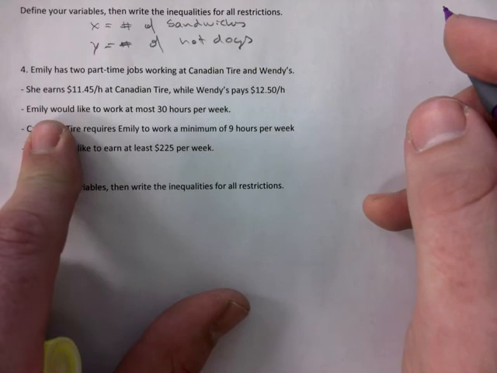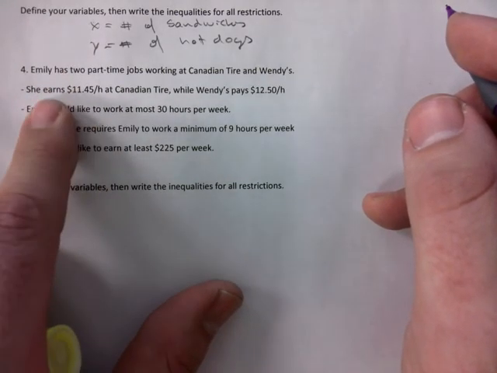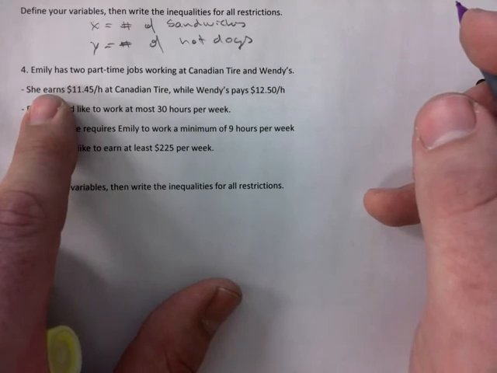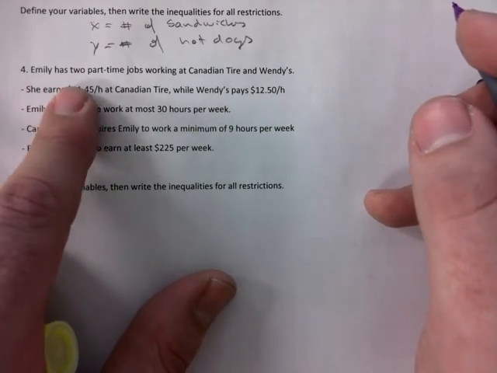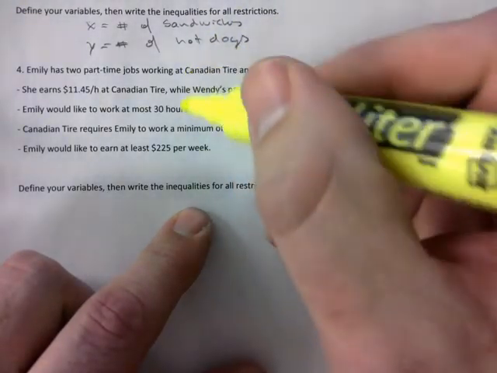This one, you notice that I do not have a restriction heading. Did you notice that? So one training wheel is off. You're just down to one side, right? Emily has 2 part-time jobs, working at Canadian Tire and Wendy's.